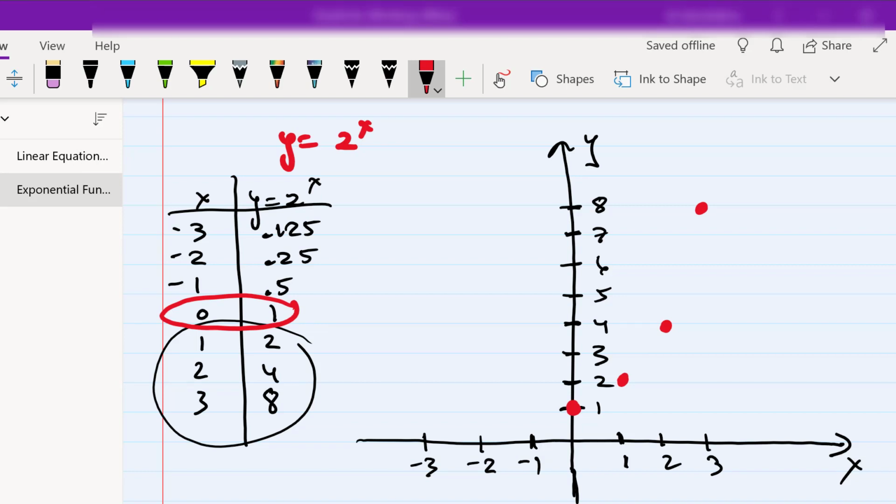Let us look at now when x is minus 3, y is 0.125, or somewhere around here. When x is minus 2, y is 0.25, which is a little bit bigger. When x is minus 1, y is 0.5. Drawing the curve, we have something that looks like this.